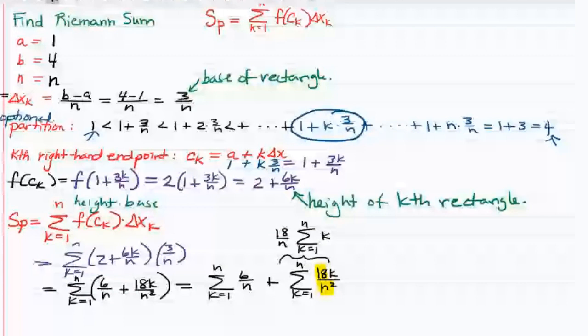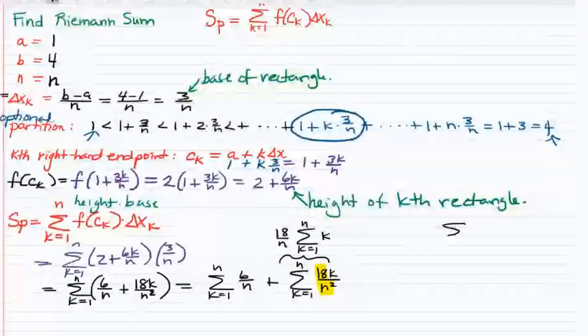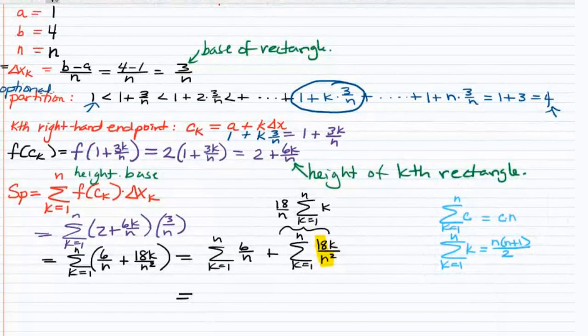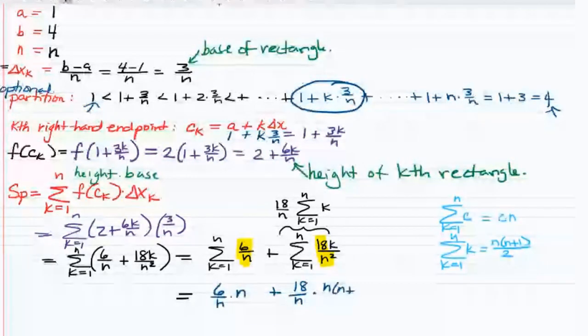That'll make it easier to see what we need to do using our formulas for summation. The formulas for summation that we would need here are: the sum k equals 1 to n of a constant c, you just multiply c times n; and the sum k equals 1 to n of k turns out to be n times n plus 1 over 2. So we're going to use those two formulas. We have 6 over n is a constant, so we just multiply it by n to get the total: 6 over n times n. Plus, over here, we have 18 over n squared times, instead of the sum k equals 1 to n of k, we write n times n plus 1 over 2.